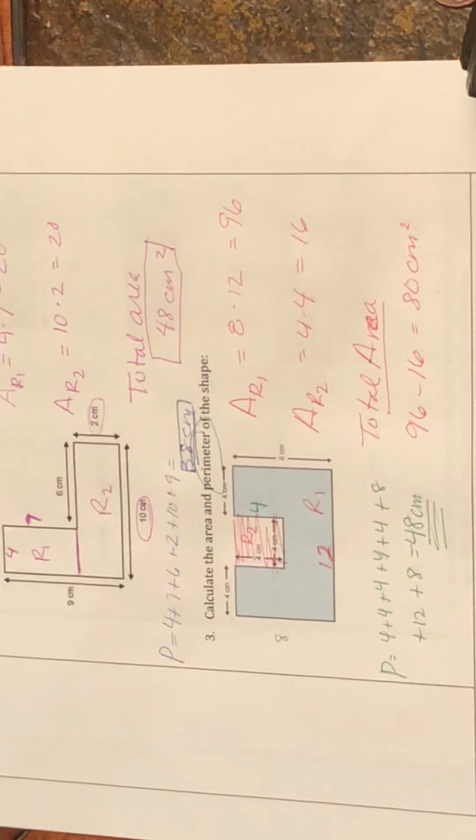Calculate the area and the perimeter of the shape. Make sure that you identify what you're looking for, identify all the sides, make sure every line on your shape has a dimension, either because you find it or because it's there. And then use that information to find the area or the perimeter.